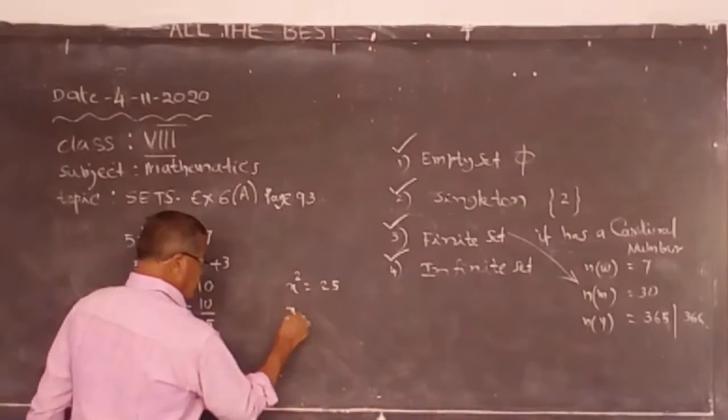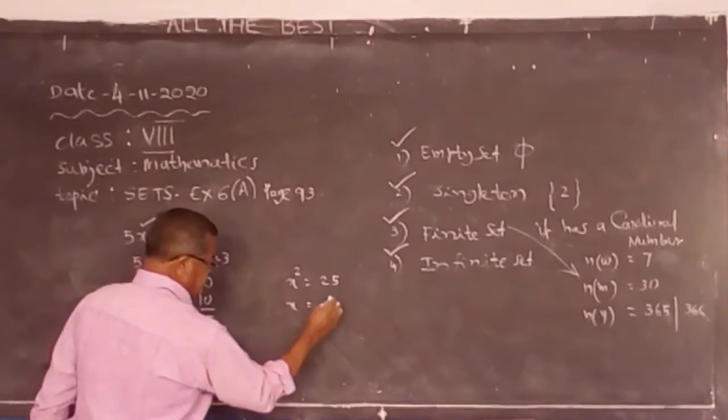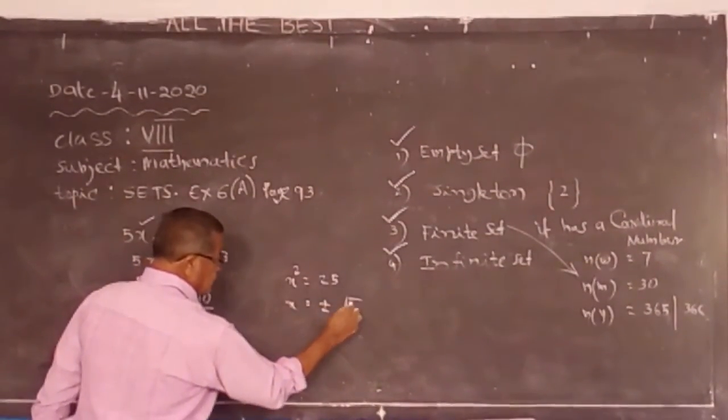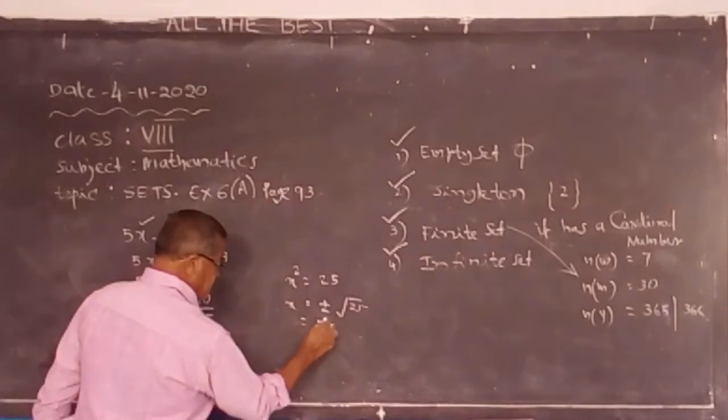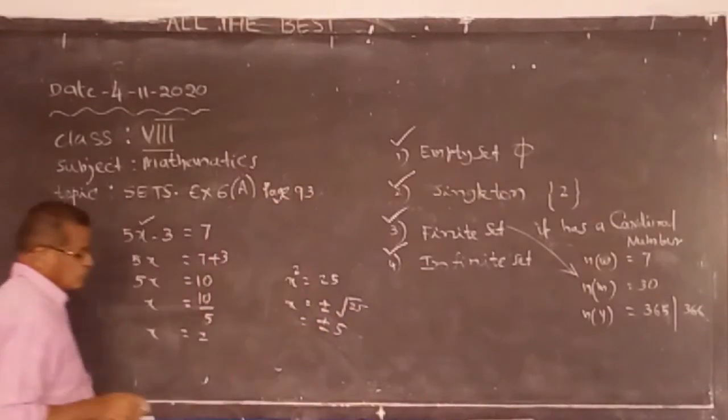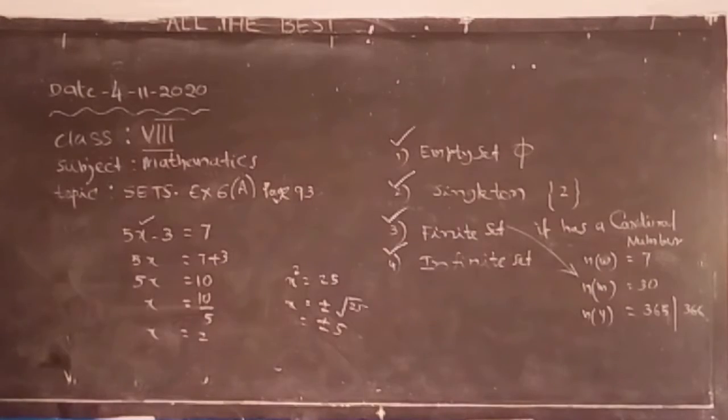For the X value we get plus or minus 5. The square root of 25 is plus or minus 5. So X has two values. That's why it is not a singleton set.